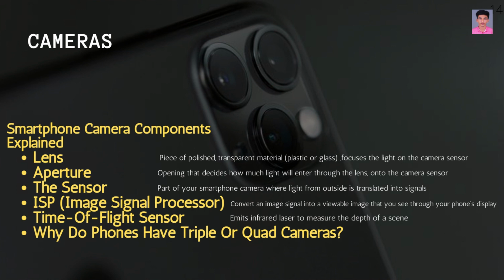So nowadays, why do phones have triple or quad cameras? So the number of cameras is increased because we can capture a photo in various aspects. Like we can capture in wide angle, or we can capture while zooming without losing the quality, or we can capture in normal viewing angle mode, or we can use a macro camera. So that is why phones have triple or quad cameras.